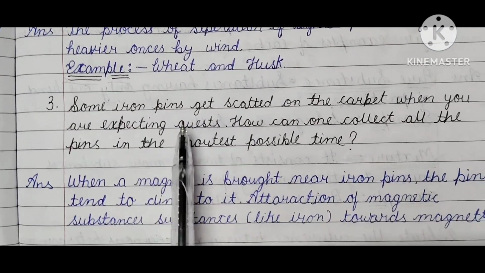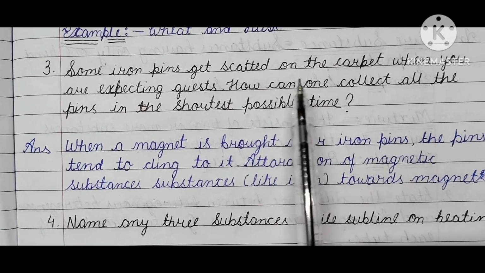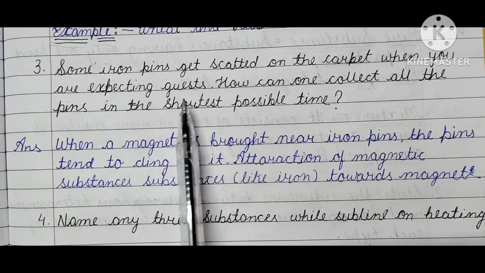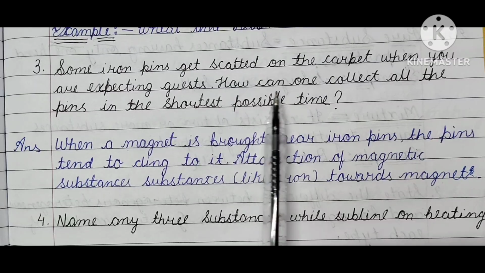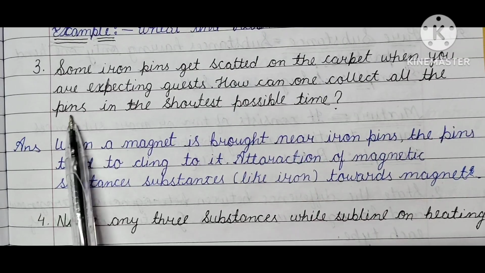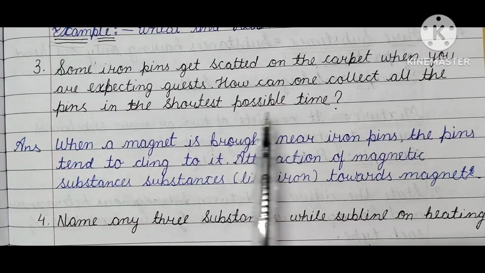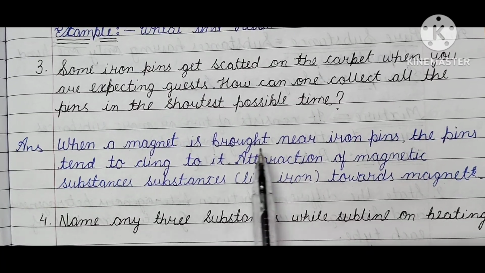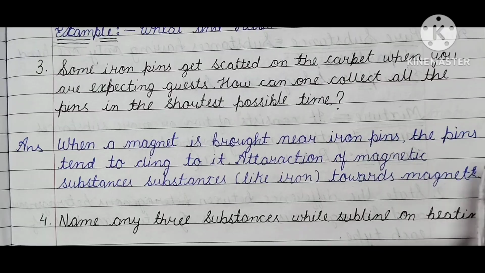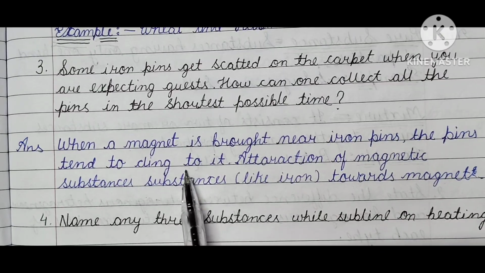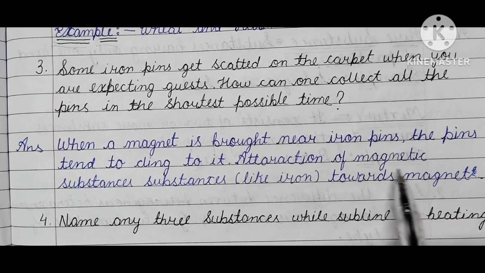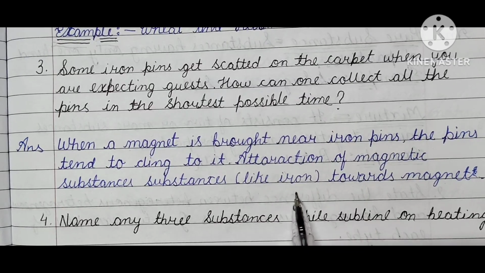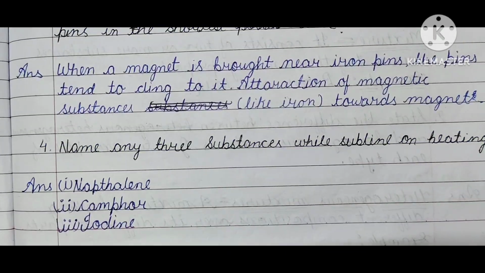Third, some iron pins get scattered on the carpet when you are sweeping. Guess how can one collect all the pins in the shortest possible time? Answer, when a magnet is brought near iron pins, the pins tend to cling to it. Attraction of magnetic substances like iron towards magnet.